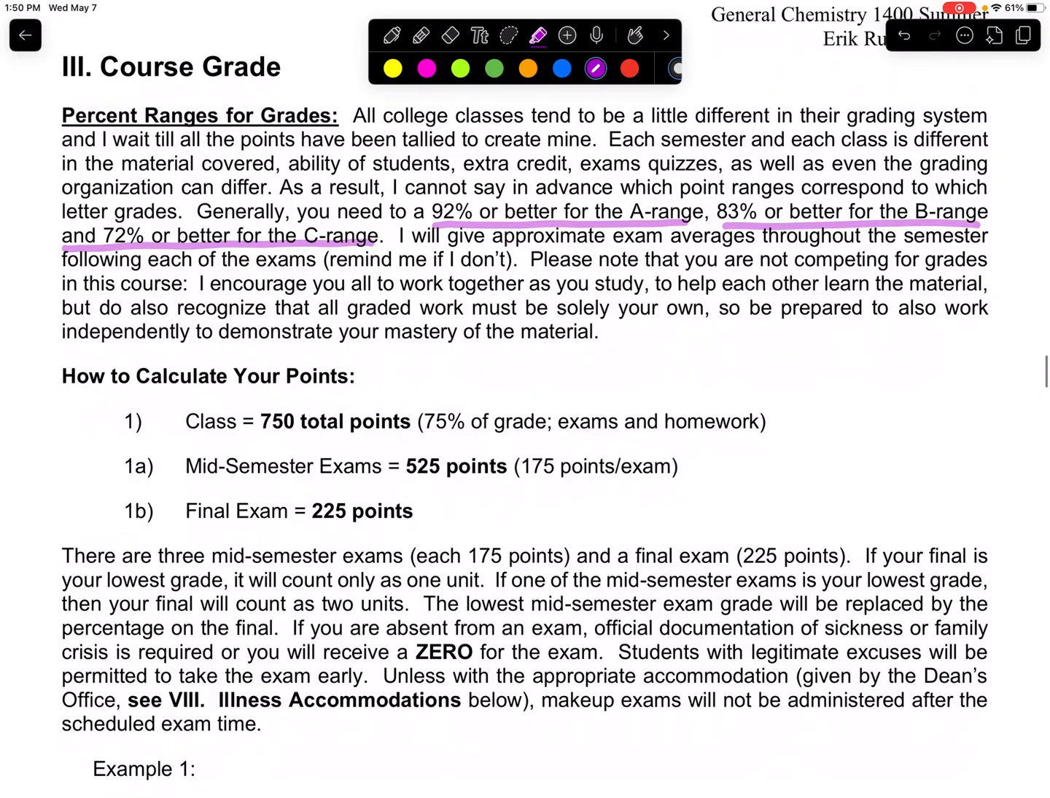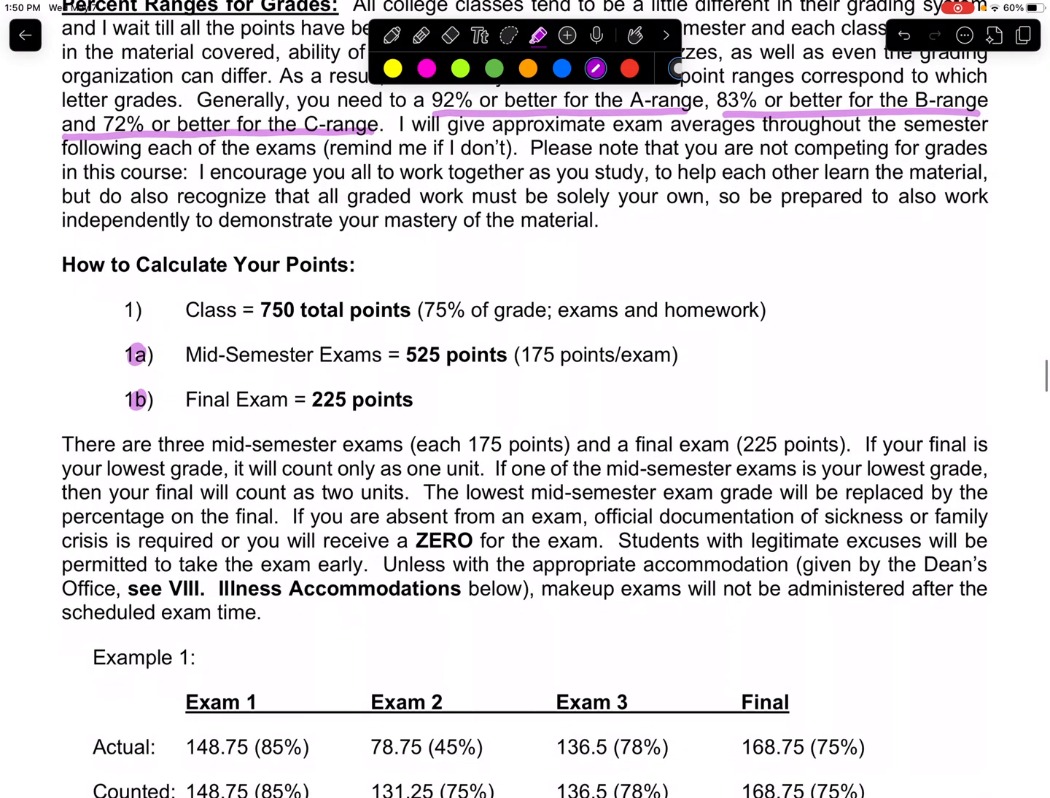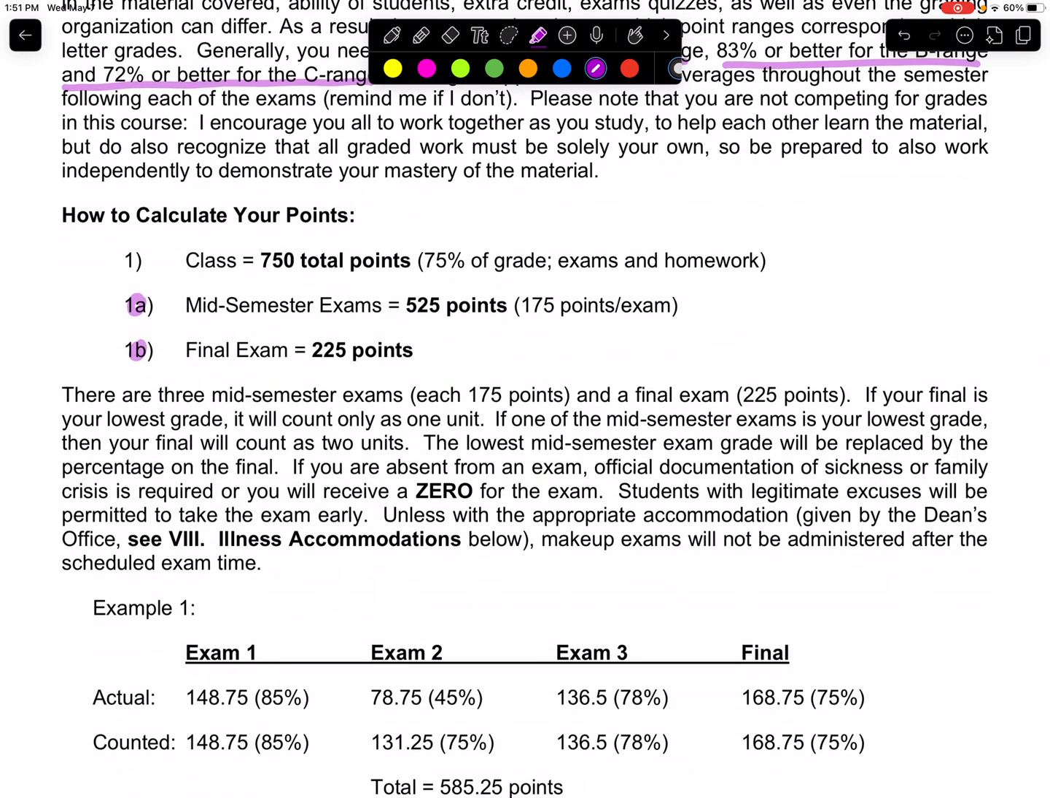The class is split into two pieces. One is the lecture and one is the lab. The course is 4 credits, so 3/4 of the points come from the lecture, or 750 points, and then 250 points, or 25%, will come from the lab. So in terms of our scoring points, we have 2 different ways to get points. One is the mid-semester exam, and the other is the final exam. So we're going to have 3 mid-semester exams at 175 points a pop, and then a final worth 225 points. All these then count to your score.